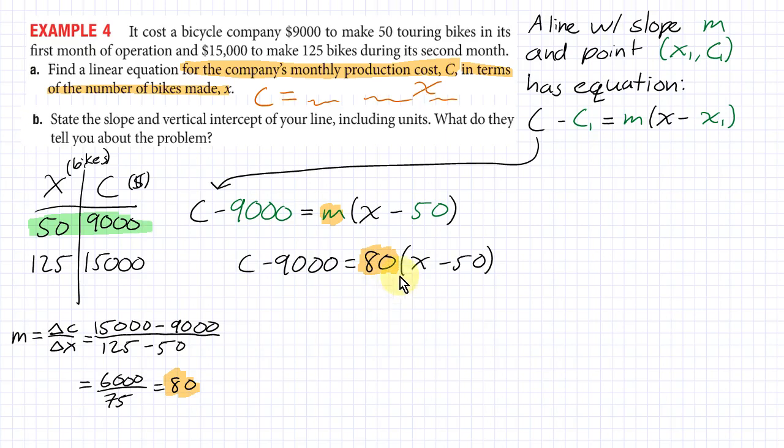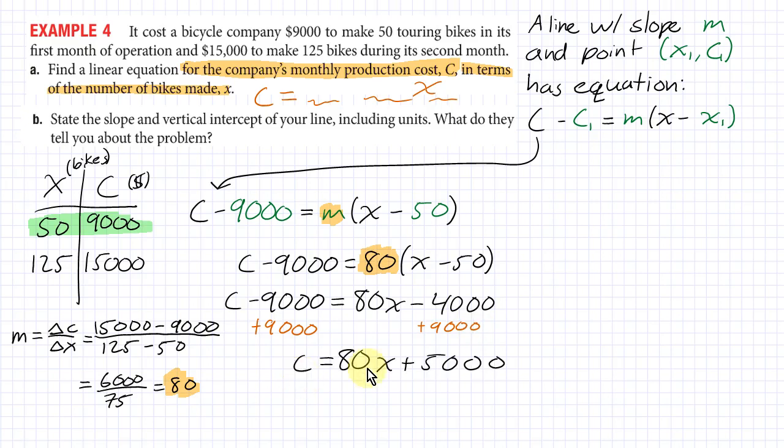I'm going to start by distributing the 80 into this. 80 times negative 50 should be negative 4,000. And I made a mistake there. I should still have the same thing on the left side. Now let's add that to both sides, because the goal is to get the c by itself, which gives you the result c equals 80x plus 5,000. Now that is an equation for c in terms of x. That is the answer to part A.